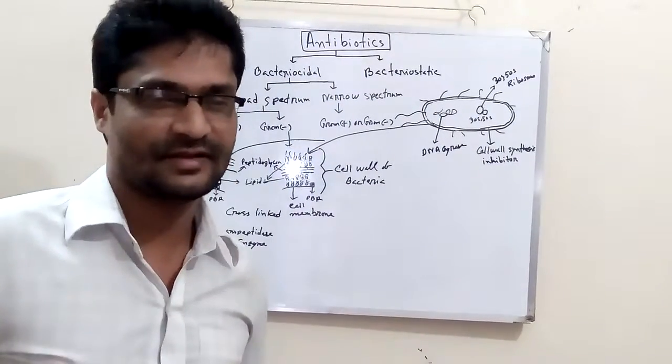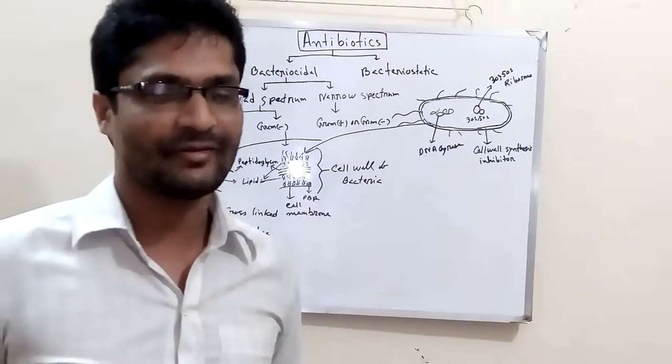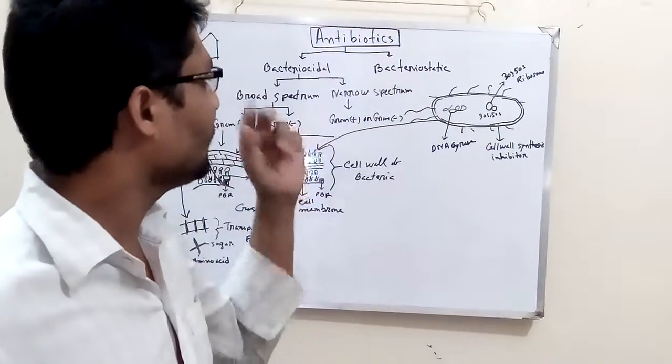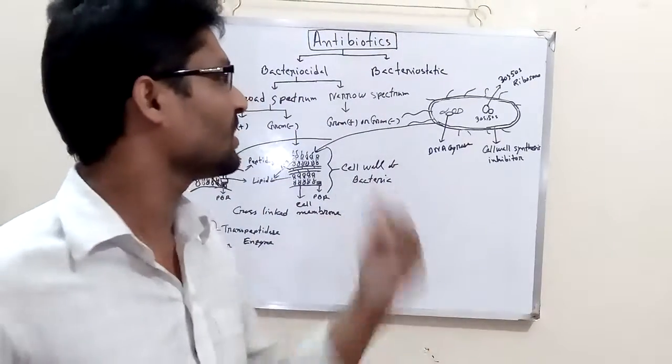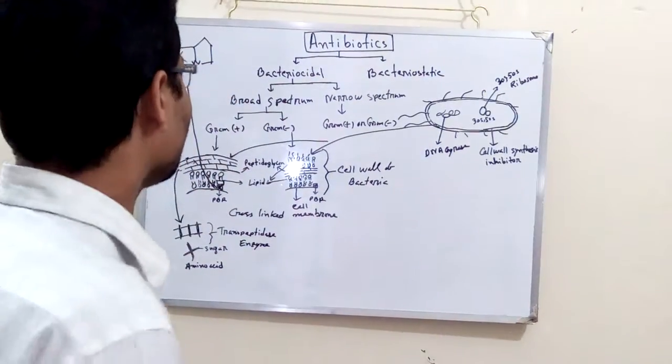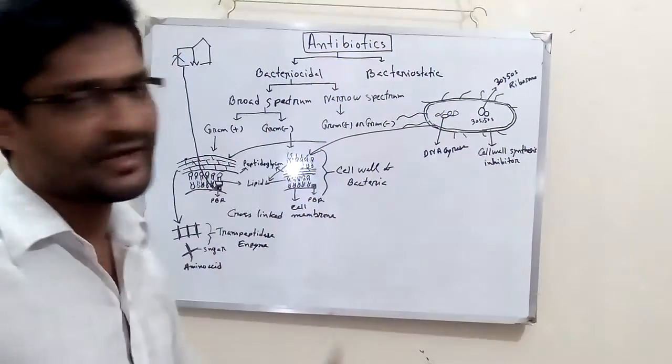So what is bactericidal? When the antibiotic kills the bacteria, it is called bactericidal, and when the antibiotic inhibits the growth of the bacteria, it is called bacteriostatic. Antibiotics are also classified into two styles: broad spectrum and narrow spectrum.